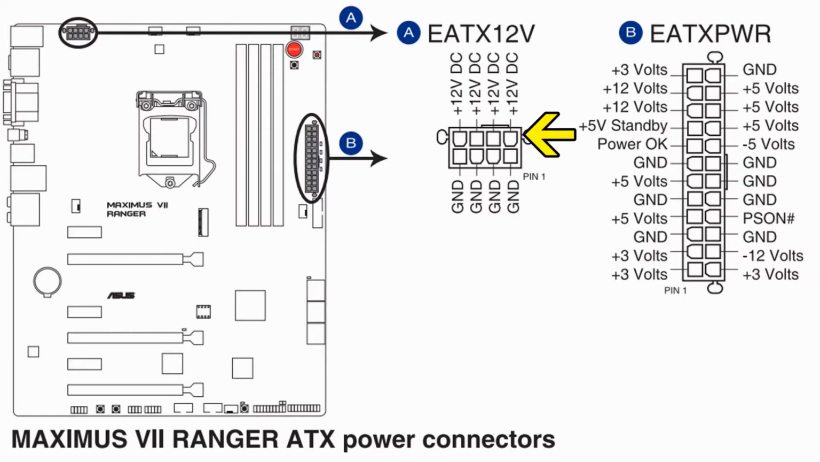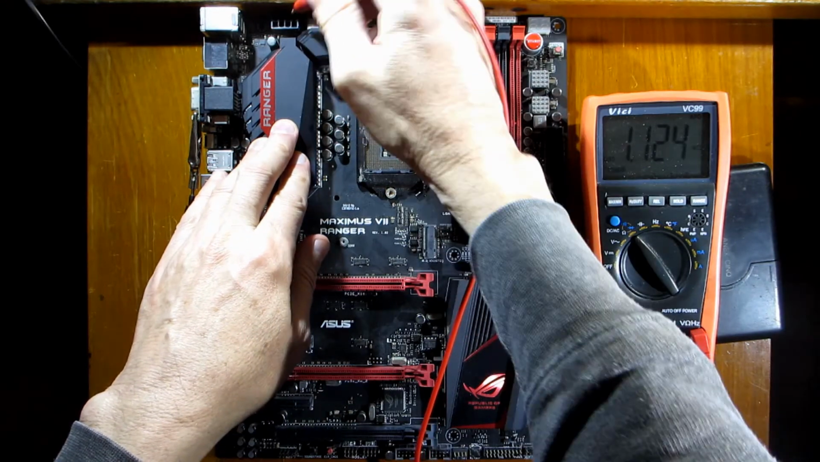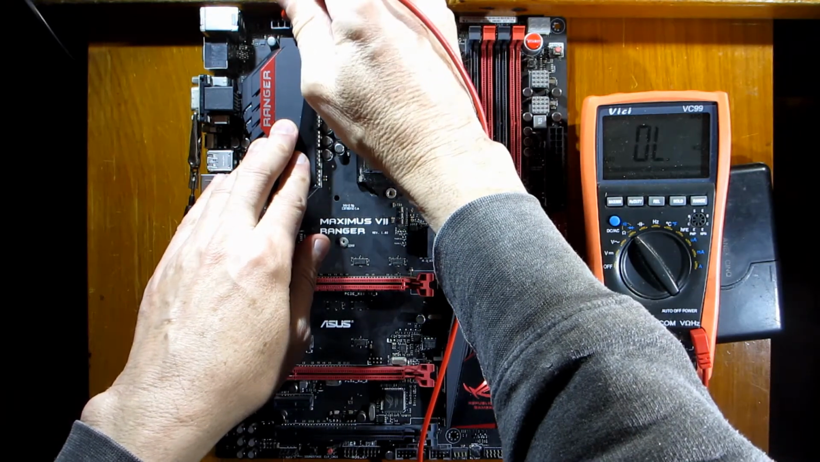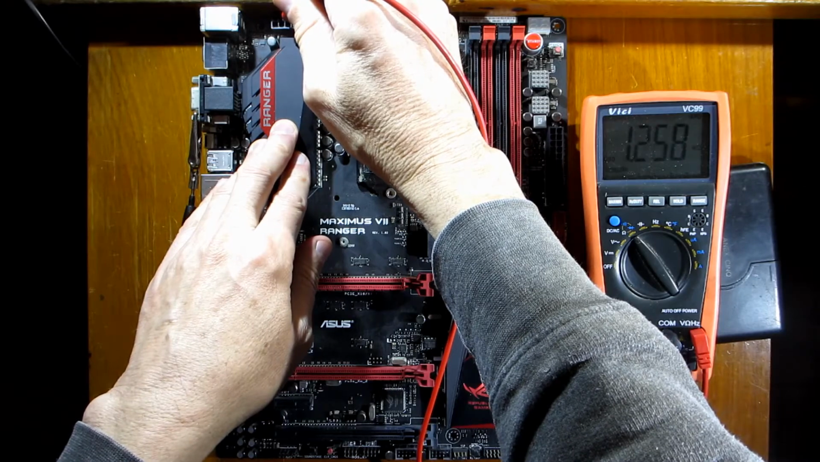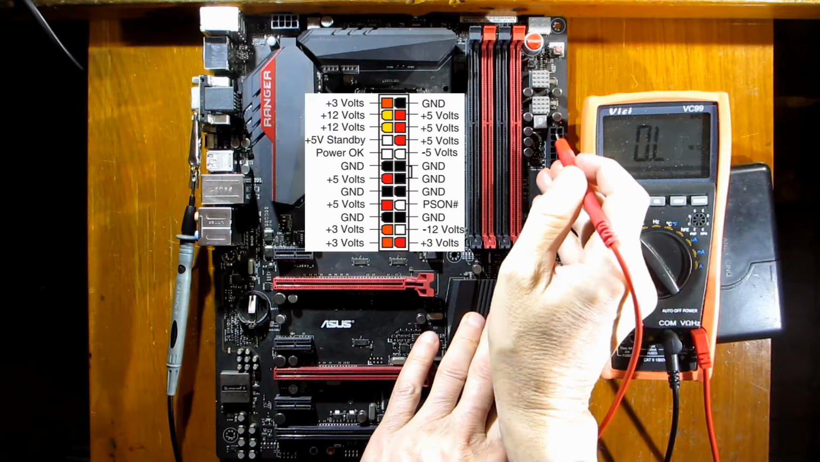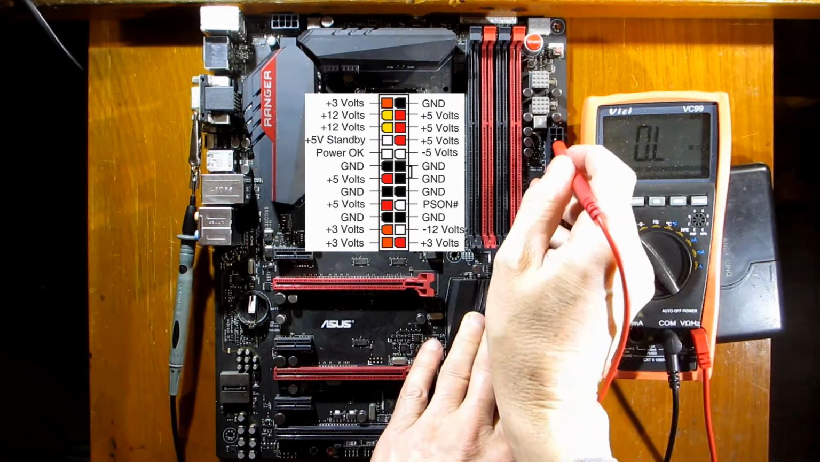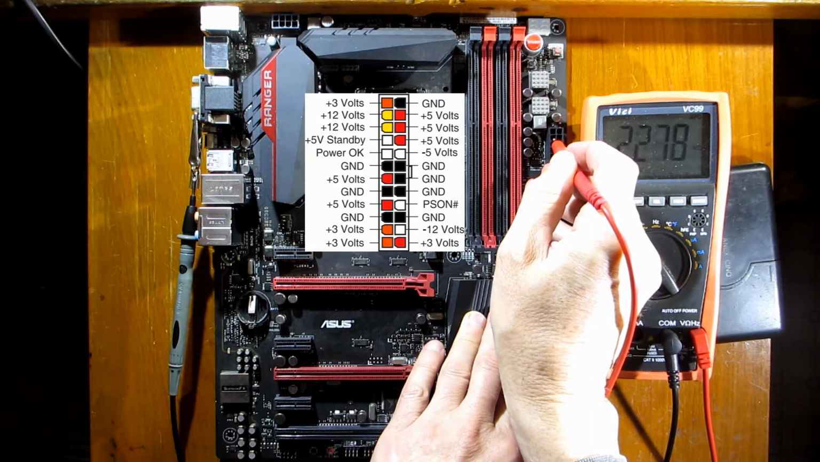We'll try the auxiliary 12 volts first. The capacitors take time to charge, but it's over 1k ohm. Usually all the 12 volt pins are connected together, but I check them in groups of 4 just in case they're separated. Next we go for the 24 pin ATX connector. We'll go for the 3 volts, and it's over 1k. Next is 12 volts, and it's getting up to 3k.